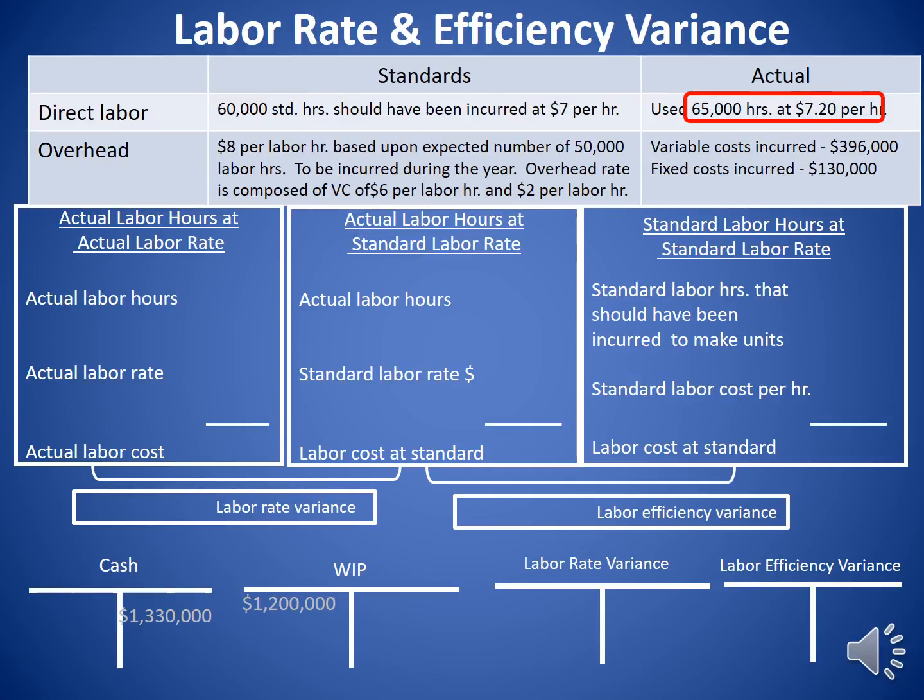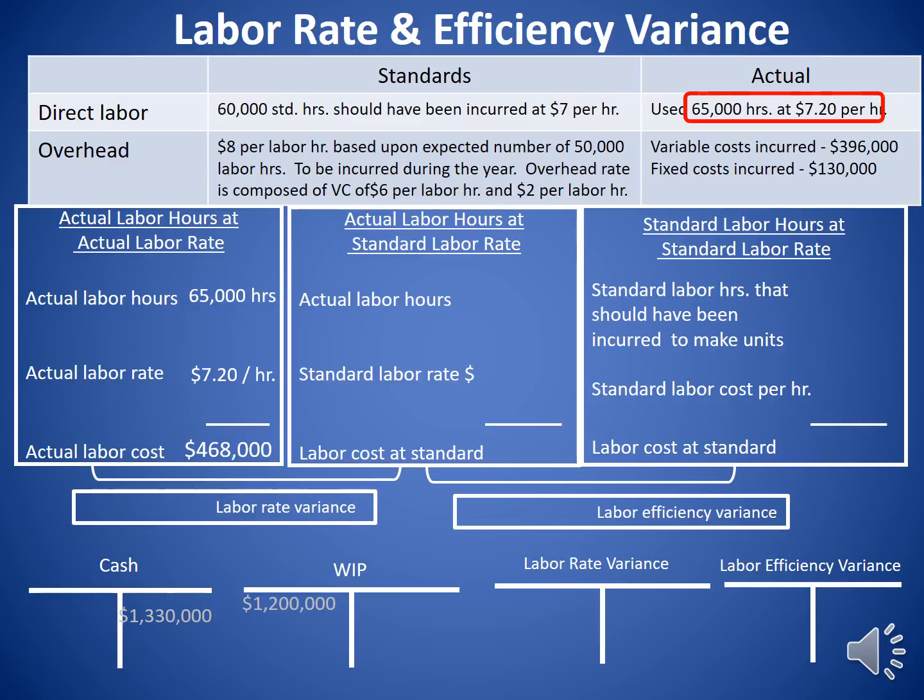Now let's record the labor rate and efficiency variance. The first thing we want to do is calculate the actual payroll paid, which is our actual labor hours at our actual labor rate. So that's the left box. We're going to have 65,000 hours paid at $7.20 an hour. And we show that calculation there. So the actual labor cost for payroll, our actual payroll, is $468,000.